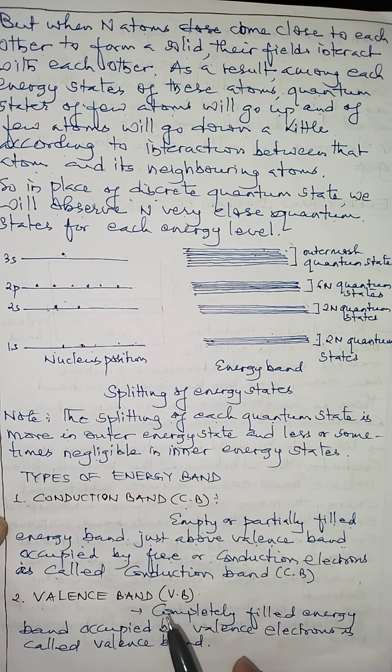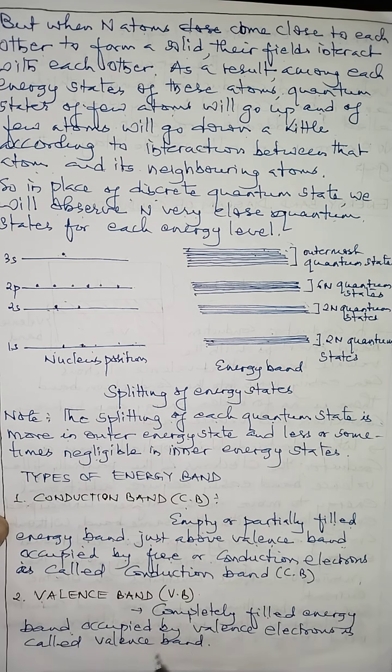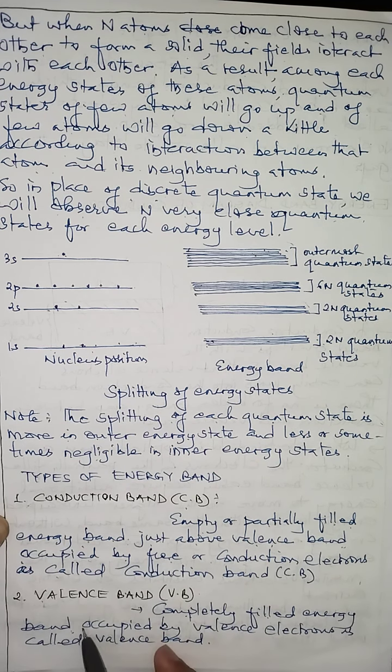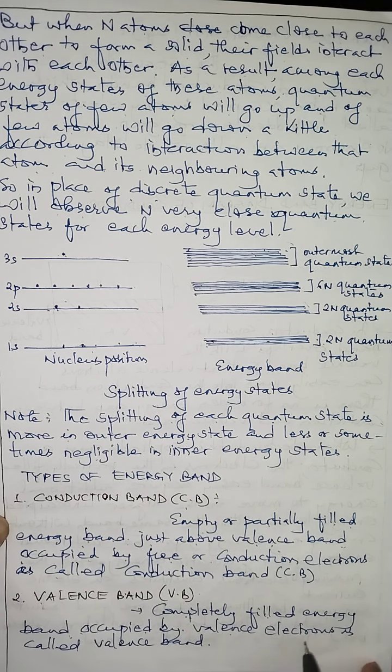Now, similarly, we have another band called the valence band. The word valence is related to the electrons present in the outermost orbit, and these electrons are called valence electrons. These valence electrons in the outermost orbit can also form an energy band in a solid or crystal, and this band is called the valence band. So, what is the valence band? It is a completely filled energy band occupied by valence electrons in a solid or crystal, and we mark it by the letters VB.